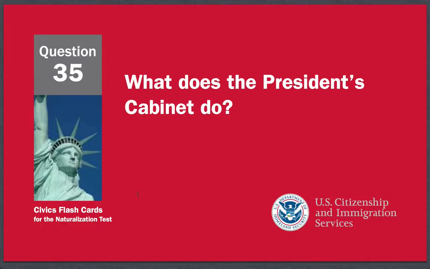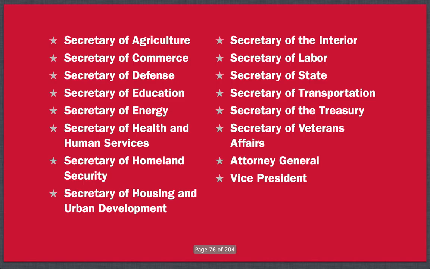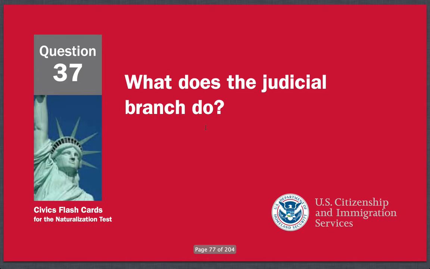What does a president's cabinet do? Advises the president. What are the two cabinet level positions? And you have a bunch of them here. You have Secretary of Agriculture, Commerce, Defense. You can read it here. Then you have the Attorney General, Vice President, etc.